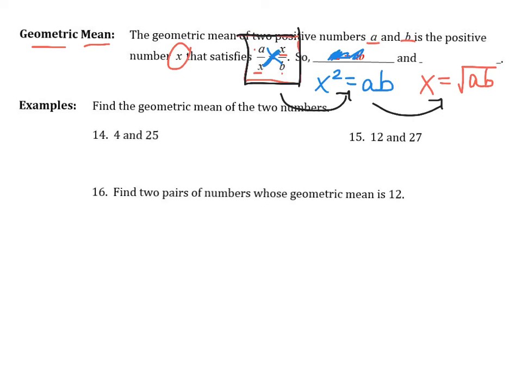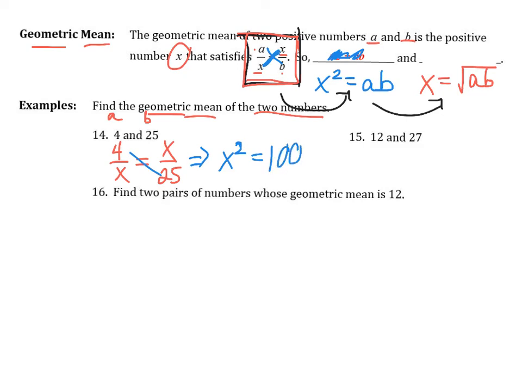So for this first example, they want the geometric mean for these two numbers. Here's your a, and here's your b. If I were to set it up, as they told me for my definition, it would be 4 over x equals x over 25. Now when I cross multiply, it's going to turn into x squared equals 4 times 25, which is 100, which tells me that for this first problem, x equals 10. So my geometric mean between 4 and 25 is 10.